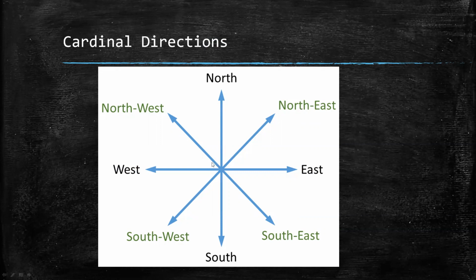And now that you're in grade 3, please make sure that you do know that this direction right here between north and west is called northwest. This direction right here in between north and east is called northeast. Here between south and west, it's called southwest, and this direction right here between south and east is called southeast.